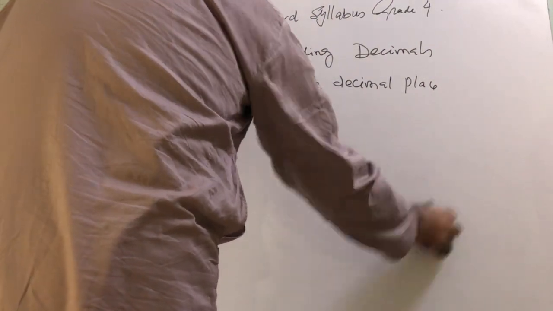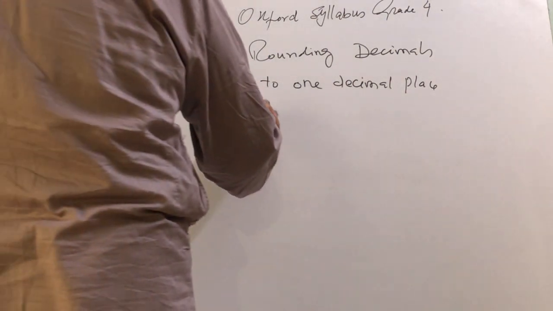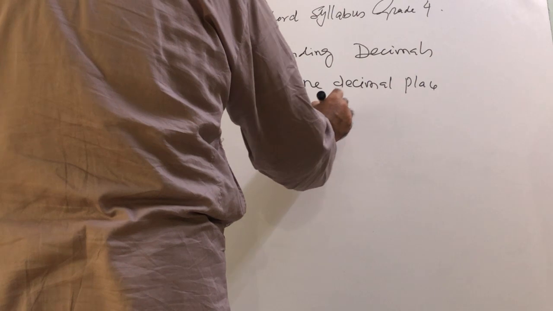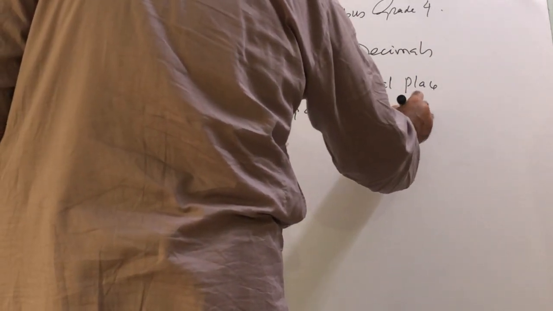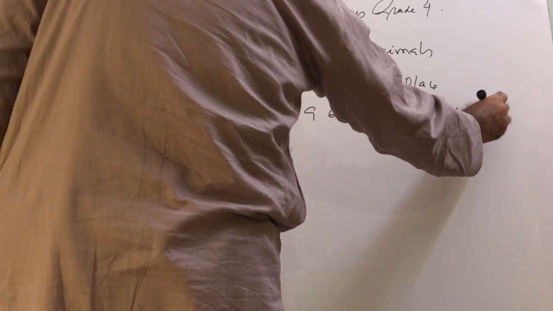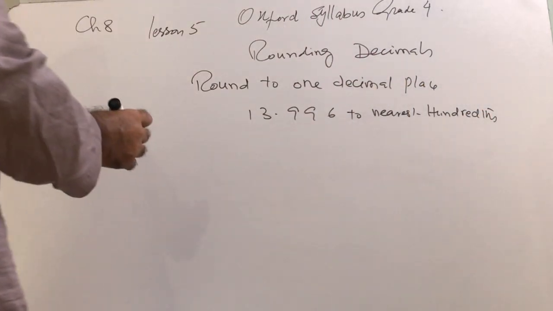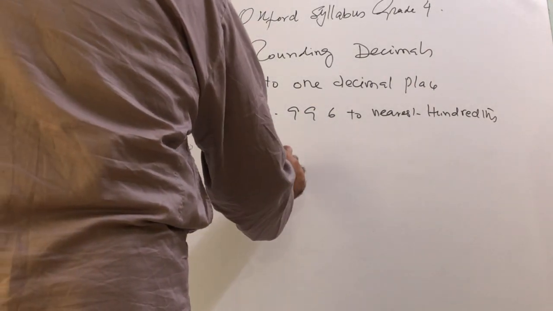With a similar concept, number 11 says round 13.996 to nearest hundredths. I told you that nearest hundredths, we will see what is nearest hundredths.